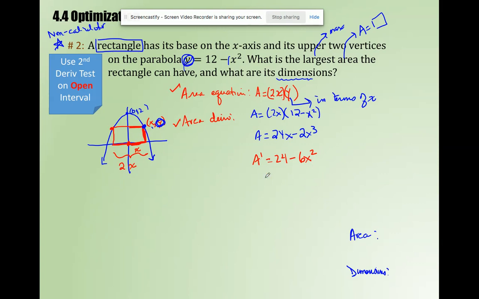Now I could set the derivative equal to 0 and do a number line test, but I want to model using the second derivative test. So I'm going to use the second derivative test. And again, I have an open interval because they want to know the largest area. So where is the first derivative equal to 0?